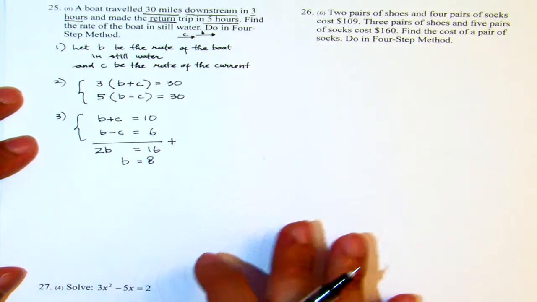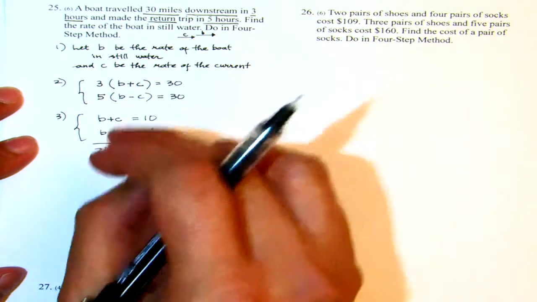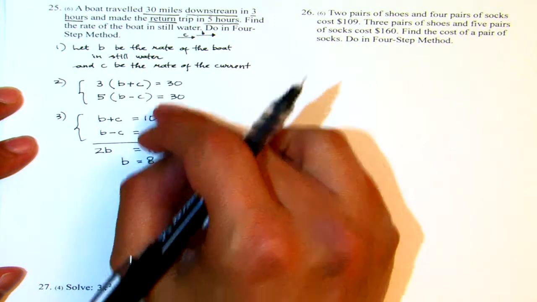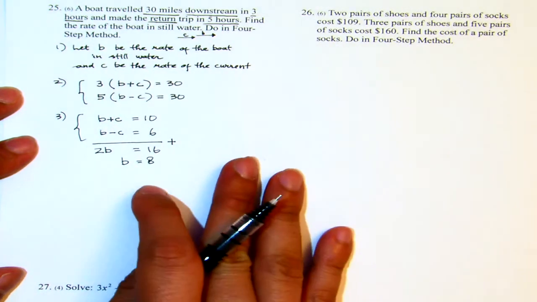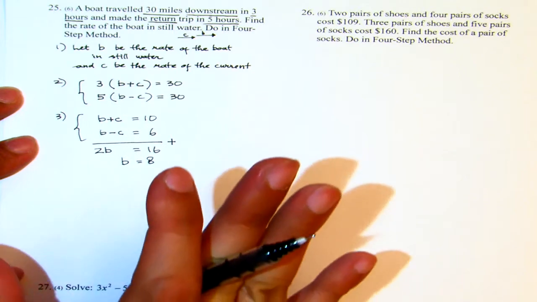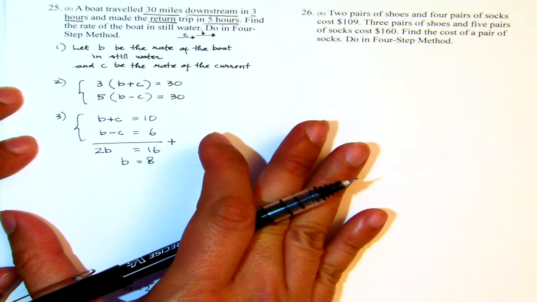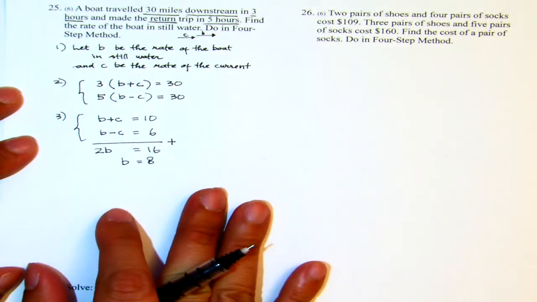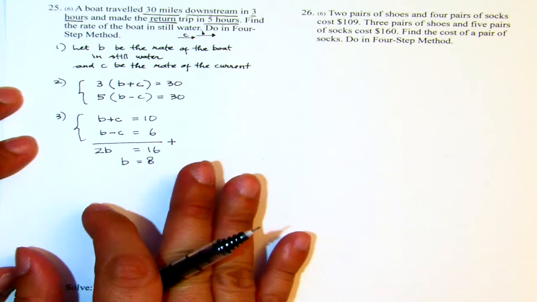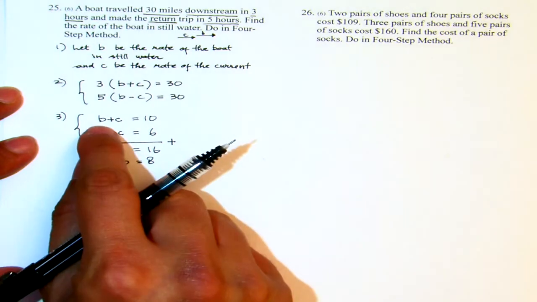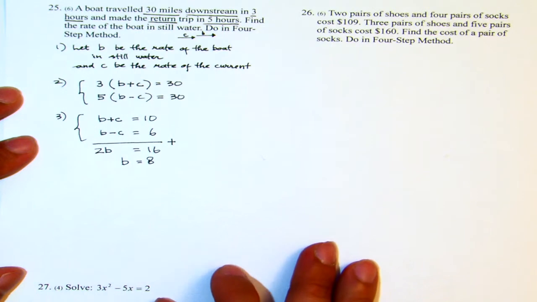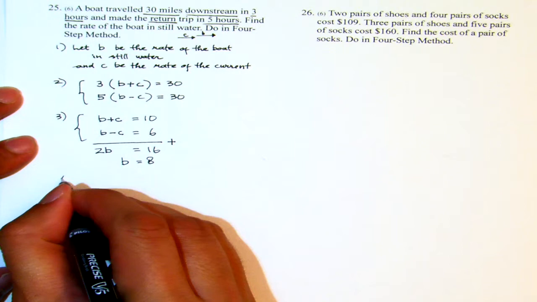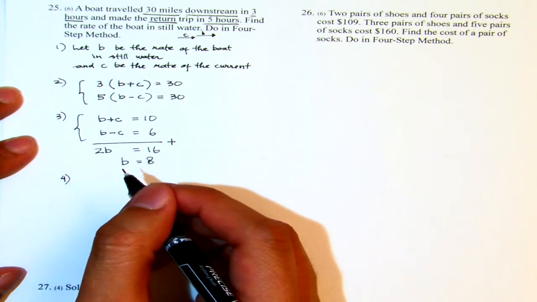In a regular system of equations, once we get the value of one variable, we need to plug this into either this one or that one to find the other variable. In this case it is C. But in this question, the question does not ask you the rate of the current, even though you can find it out. You can tell if B equals 8, if I plug it in here, then C equals 2, right? But that's not in question. The question only asks us to find the rate of the boat in still water.